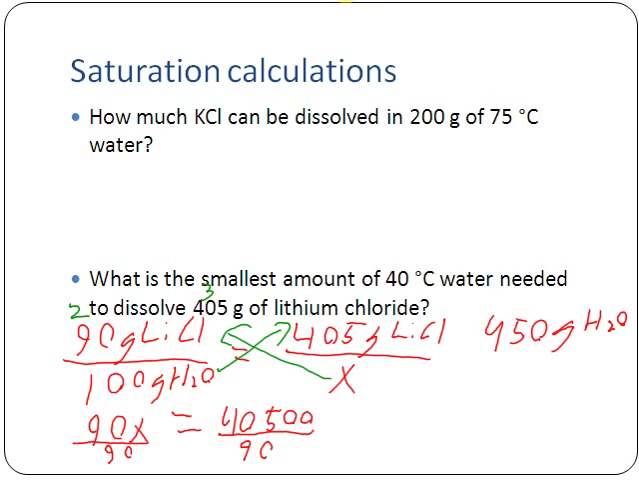And so our answer should have 2 significant figures, which fortunately it does already. And so our final answer here is that I need 450 grams of water in order to dissolve 405 grams of lithium chloride at 40 degrees Celsius. So that's how you set that up.